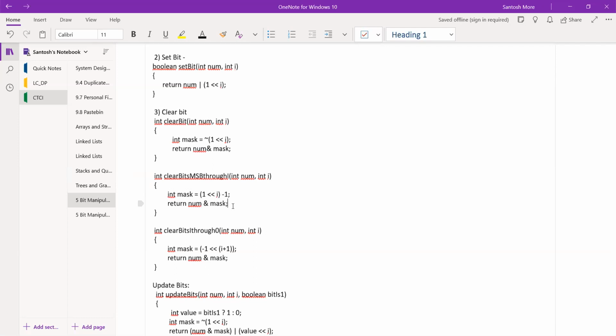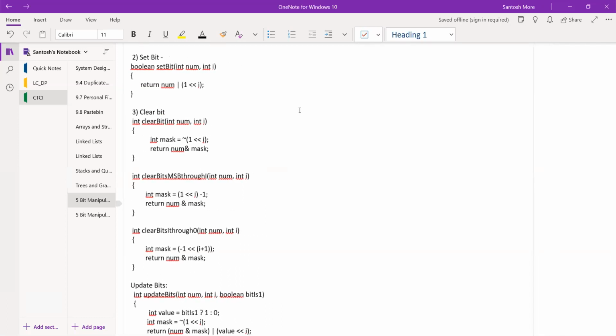So in this case, if we have a number like 0 1 1 1, right? And if you want to clear, I was 1, sorry, I was 1 actually. So then how do we do it? We do a mask where I equals, it should be 2.